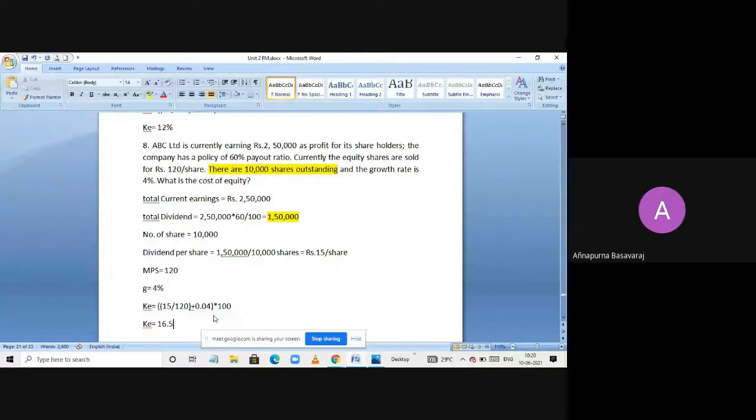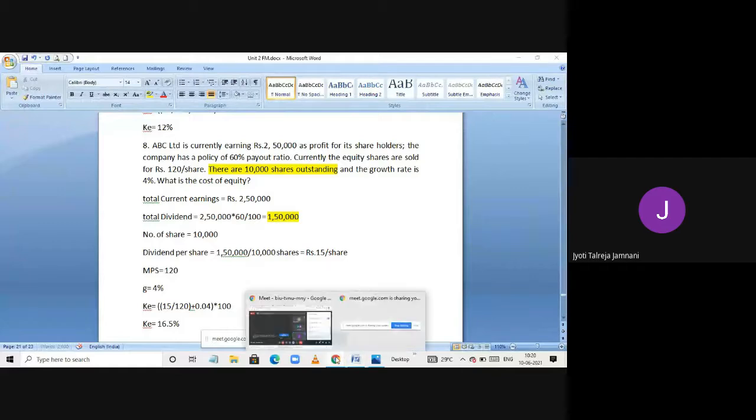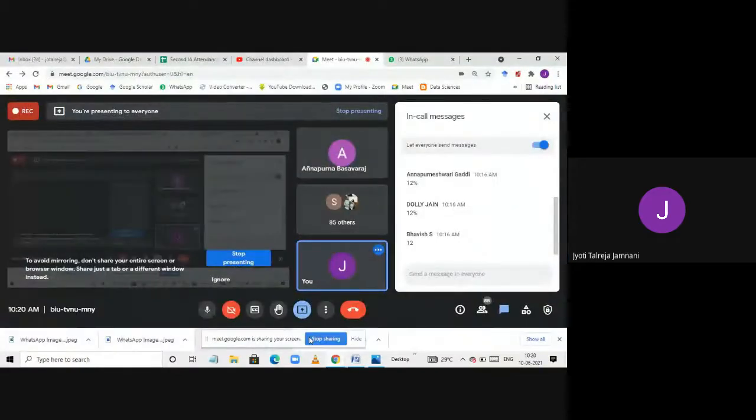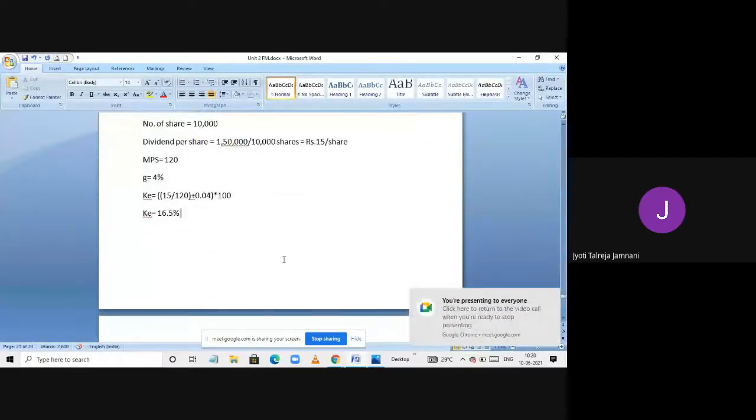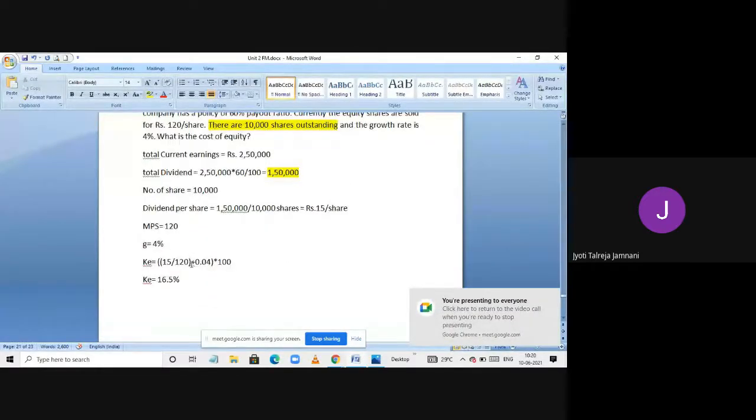16.5. So this is the cost of equity. I hope all of you are getting it. Any doubts in this sum? Should I go to the next one?